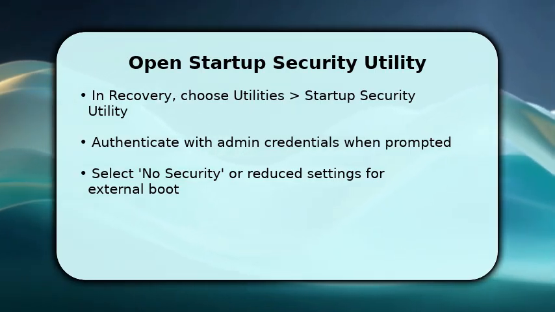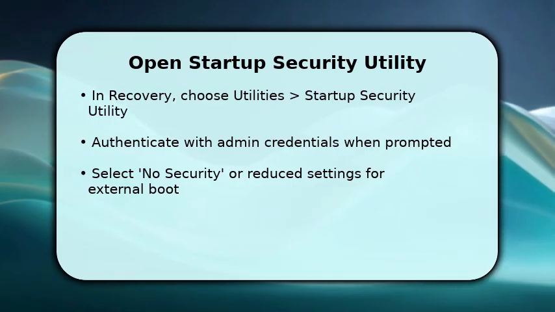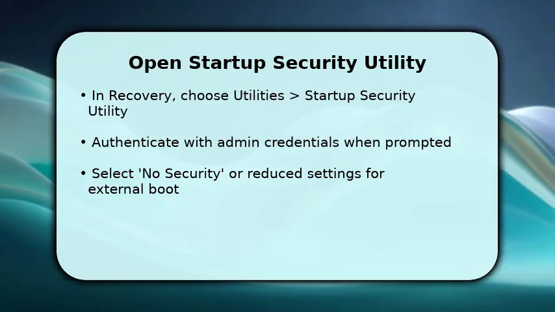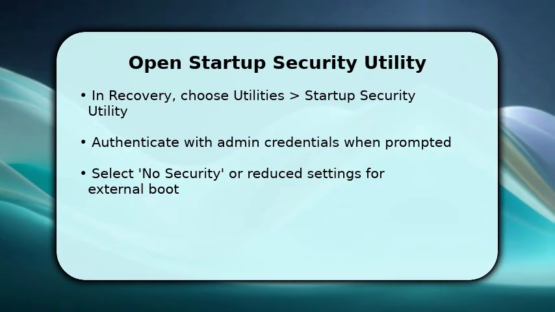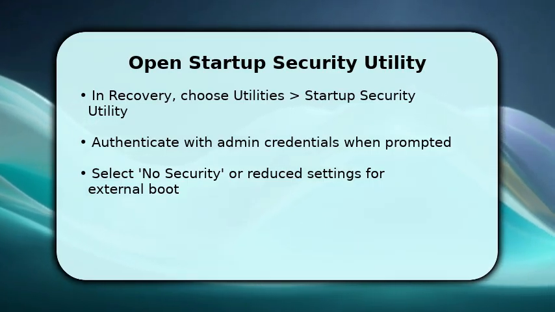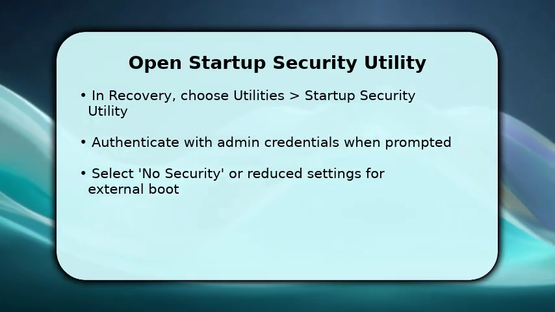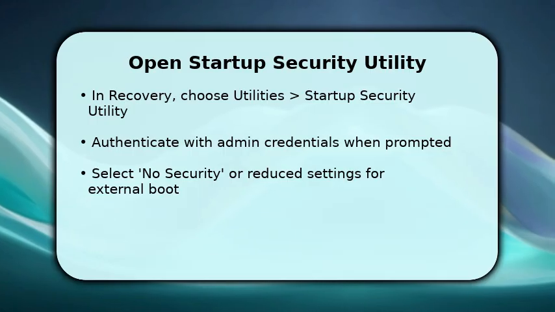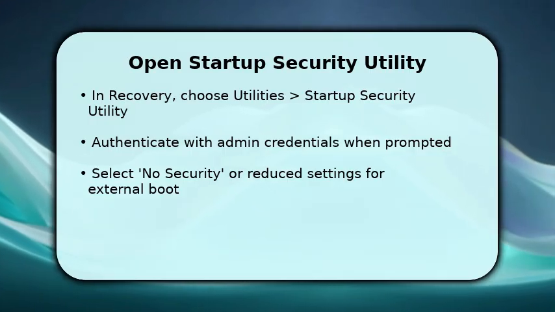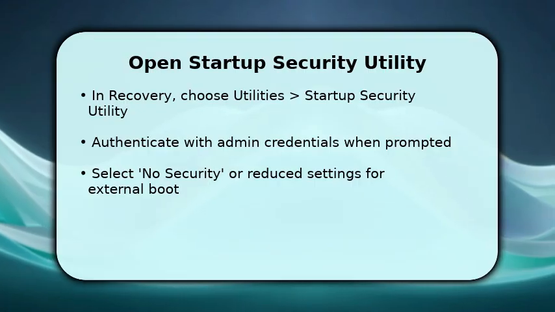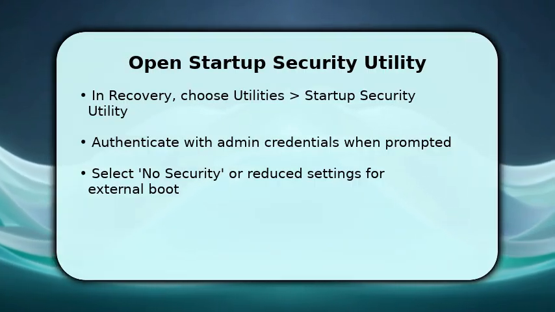For Intel Macs with T2, set Secure Boot to no security or reduce security and enable external boot if required. On Apple Silicon, use startup options to allow external or unsigned kernels. Make the change deliberately. Lower security only if you trust the software and know why you need it.